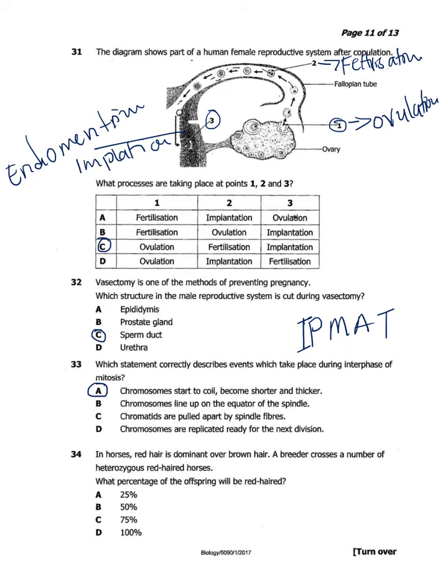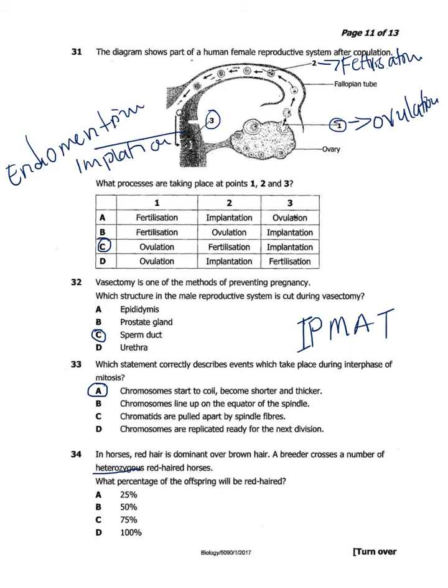So in preparation for now the actual cell division. Then let's look at question 34. In horses, red hair is dominant over brown hair. So a breeder crosses a number of heterozygous red horses. Now, for the word heterozygous here, it means we are going to have a capital letter and a small letter.